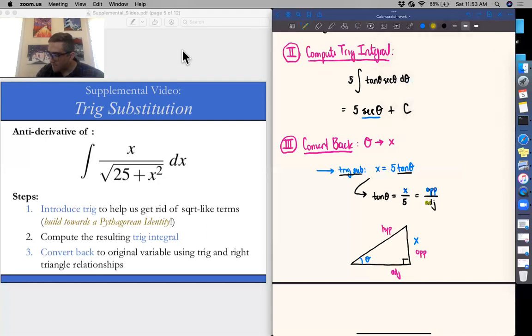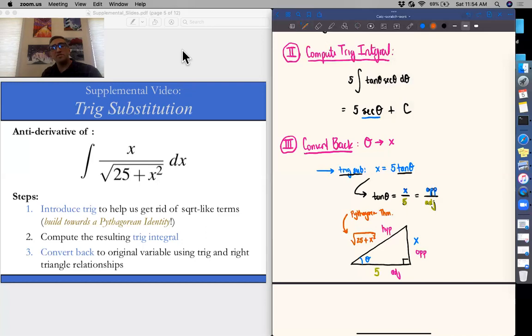Now, the adjacent side is what's in that denominator, which in this case is 5. And the last thing we do is, well, how do we get the hypotenuse? We use the Pythagorean theorem. Remember, a squared plus b squared equals a hypotenuse squared, or c squared, if you will. So in this case, we square the adjacent side. That gives us 25. We add to it the opposite side squared, and that gives us x squared. So we use the Pythagorean theorem. And whenever we're trying to find the third side of our right triangle in these cases, we're always going to use the Pythagorean theorem.